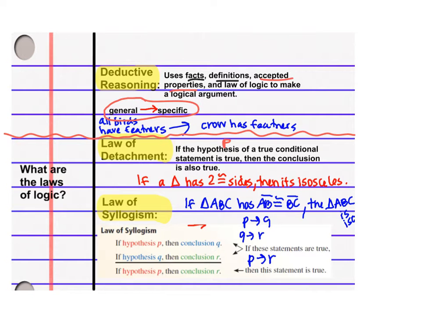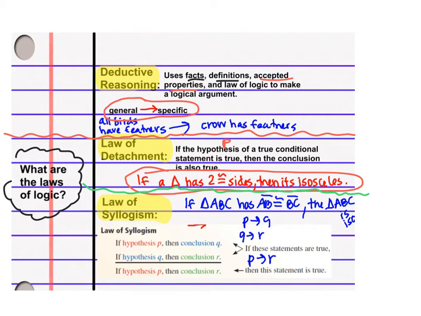An example is if I know this is a true statement, if a triangle has two congruent sides, then it's isosceles. If it's true that a triangle has two congruent sides, then it is also true that it is isosceles, because that is the definition of an isosceles triangle, a triangle with two congruent sides. So that is the law of detachment. The law of detachment is saying if the whole statement is true and P, the hypothesis, is true, then Q, or the conclusion, is also true. Okay, so that is called a law of logic.